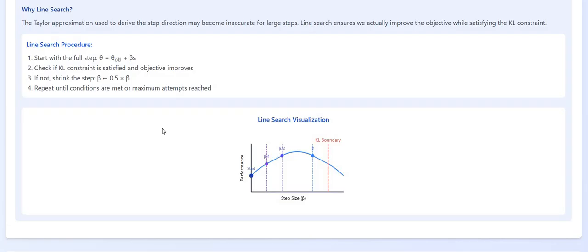We multiply the step size by 0.5 and try again. And we keep doing that until either the step satisfies the condition or we hit the max number of retries. The visualization here shows what's happening. You can see the initial step marked as beta, then smaller versions like beta divided by 2, beta divided by 4, and so on. The KL boundary is marked in red, and the idea is to stay under that while still climbing up the performance curve.